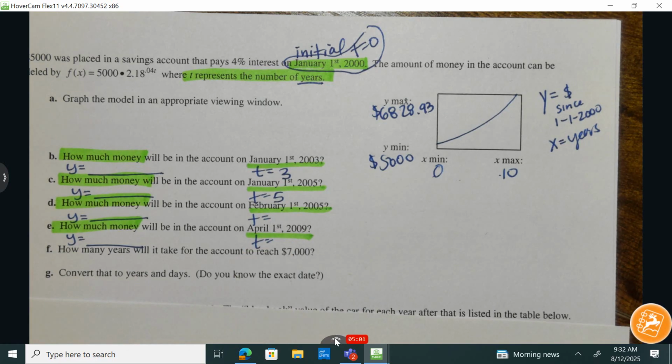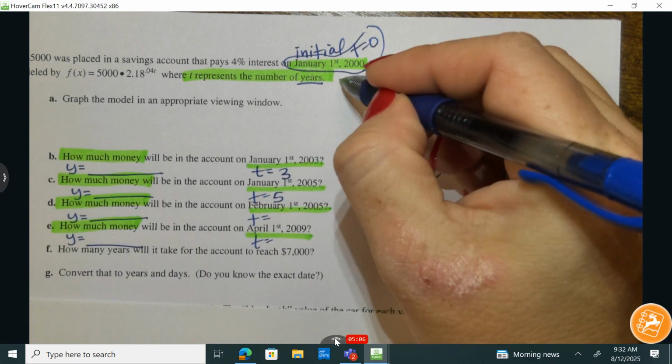So now I'm not going to have an exact number of years. I'm going to have this leftover portion. So let's first just start with this. I'm going to draw an arrow down.